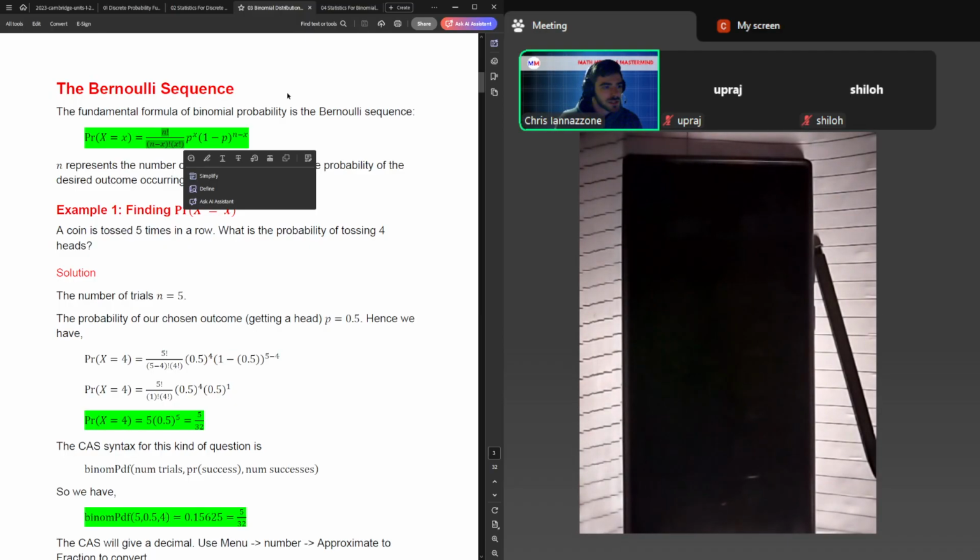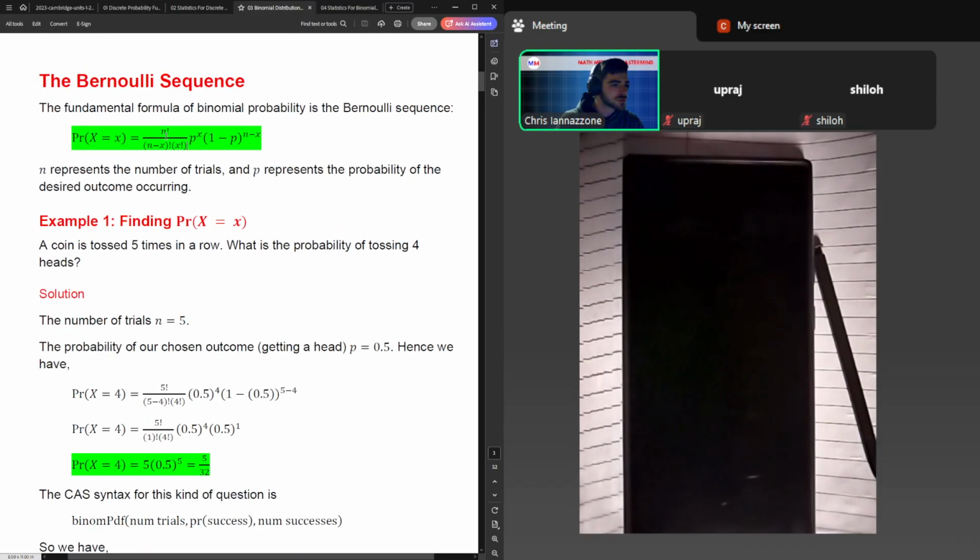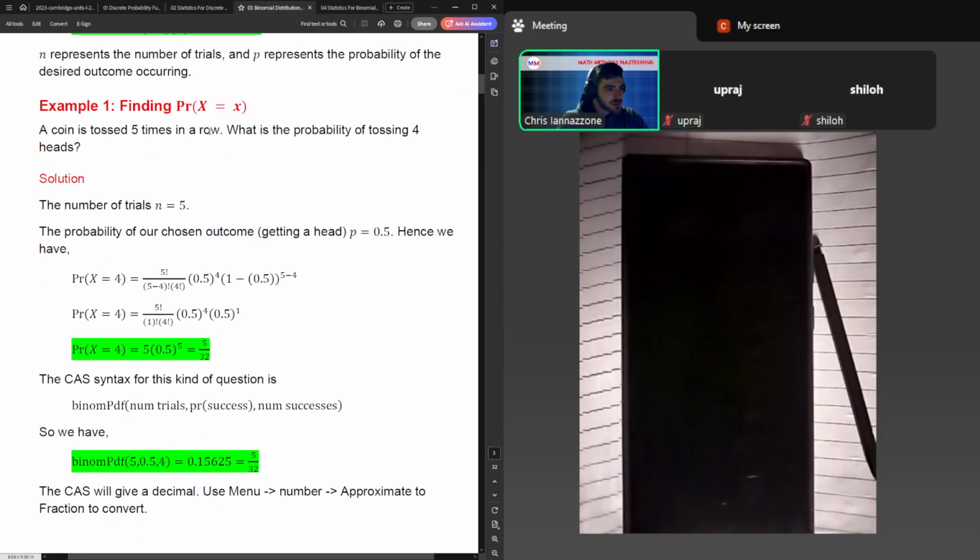But anyway, that's the selections equation from counting methods. Instead of using an R, we've used an X, where X is just going to be the number of things that you're selecting. And there's a bit more going on there. P is going to be the probability of whatever outcome you want to occur, and N is the number of trials.